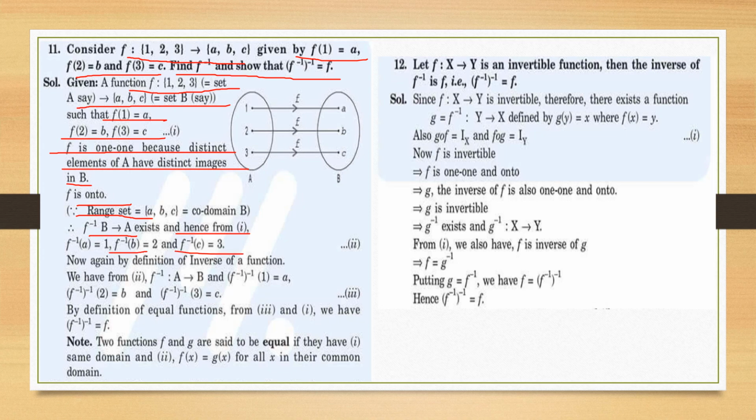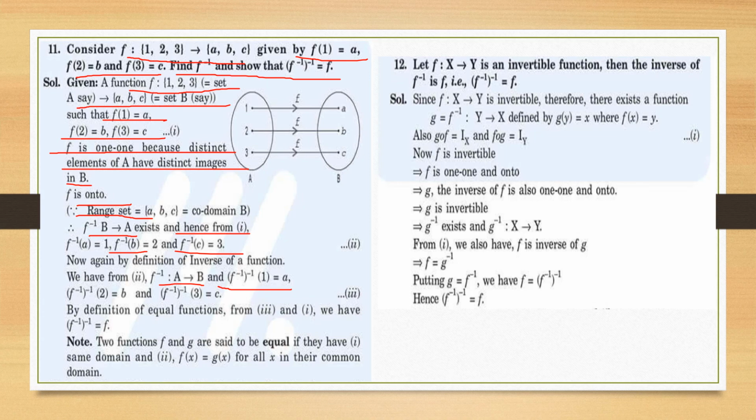Again, by the definition of inverse of a function, f inverse is a map from B to A, and f inverse whole inverse of 1 will again be, when we take it, from this to a.